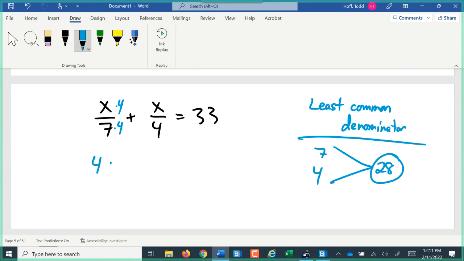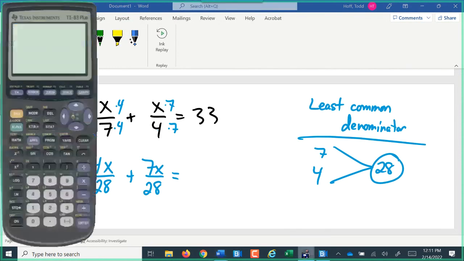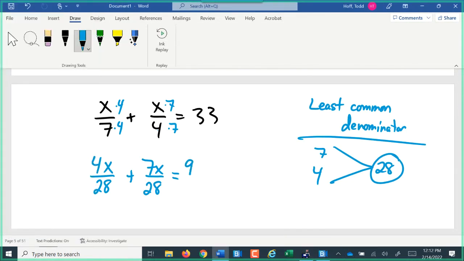Turn a 7 into a 28, we had to multiply by 4. x times 4 gives us 4x over 28. Turn the 4 into a 28, we multiply by 7. So x times 7 makes that 7x over 28. Equals, on the other side, we would want to do the same thing. 33 over 1 becomes 924/28.